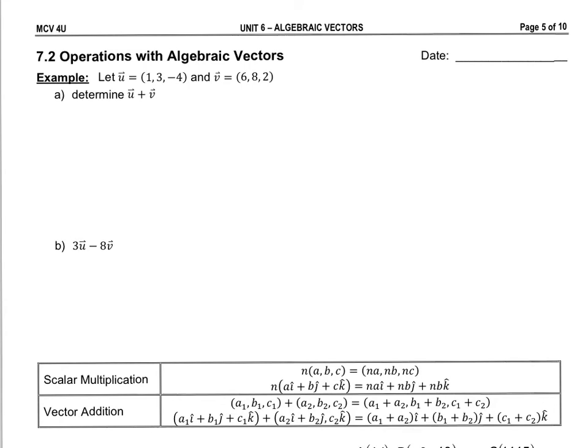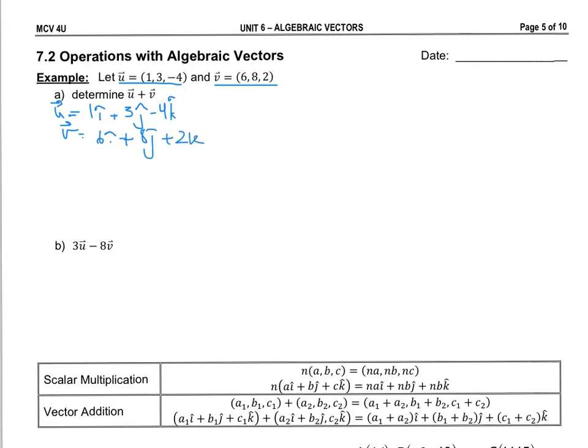For this lesson, we're looking at operations with algebraic vectors. So I have an example here with two algebraic vectors, and they're currently in their ordered pair or ordered triple notation, where I'm going to turn those into their unit vector notation here. So vector u would be 1i hat plus 3j hat minus 4k hat, or cap if you prefer. And vector v would be equivalent to 6i hat plus 8j hat plus 2k hat.